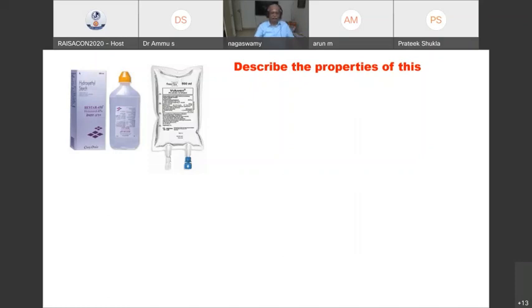Then this is a colloid fluid for intravenous administration. Correct? Right. Okay. What other properties do you have? How do you describe hydroxyethyl starch? See, there are some numbers given here. HES 450, HES 6%. So how will you describe this particular colloid?